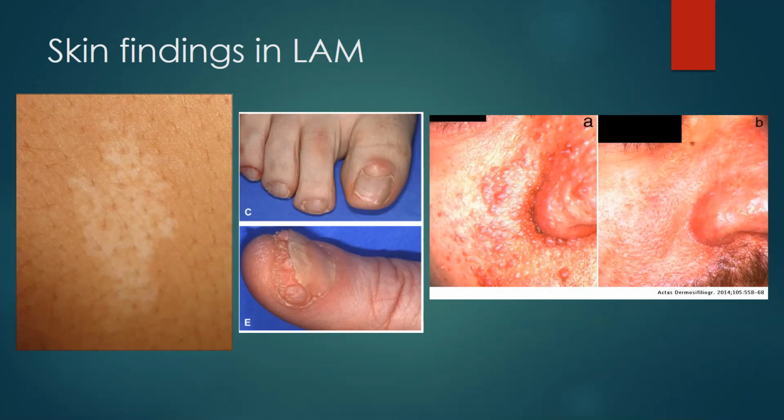You can also see Shagreen patches, which are slightly elevated plaques, usually in the lower back, and molluscum pendulum, which I unfortunately forgot to put on this slide.